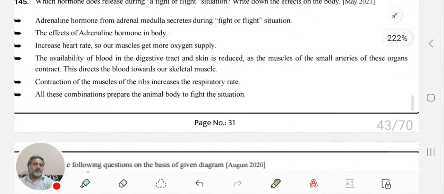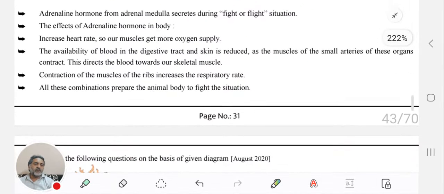The availability of blood in the digestive tract and skin is reduced, as the muscles of the small arteries of these organs contract. This directs the blood towards our skeletal muscles. Contraction of the muscles of the ribs increases the respiratory rate. All this combination prepares the animal body to fight the situation.